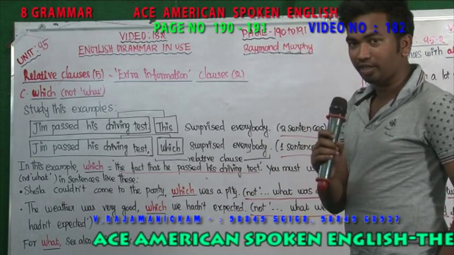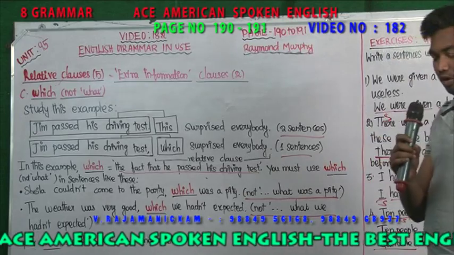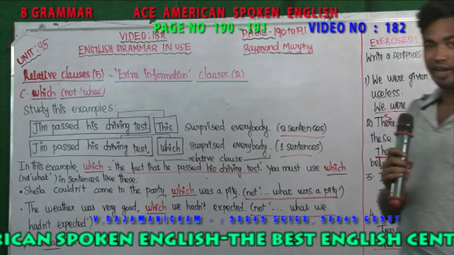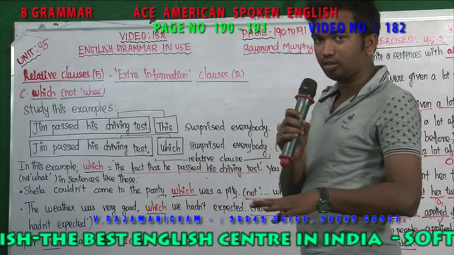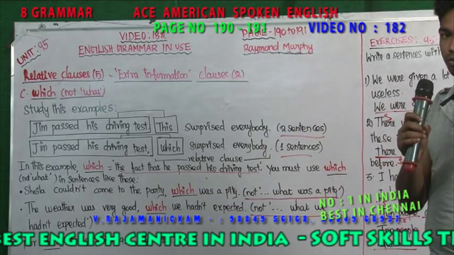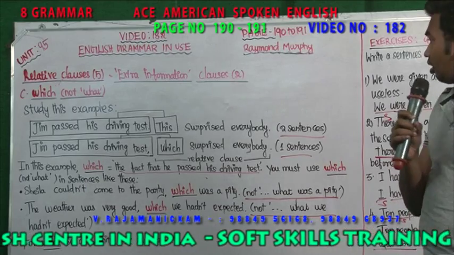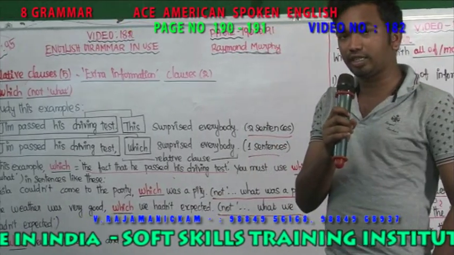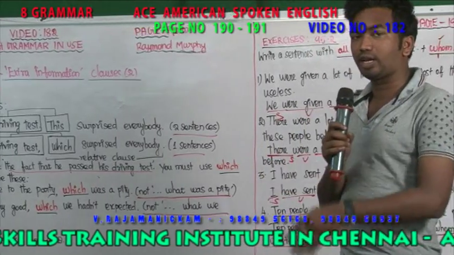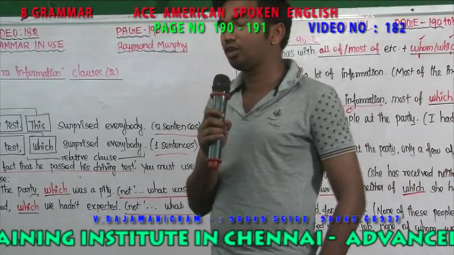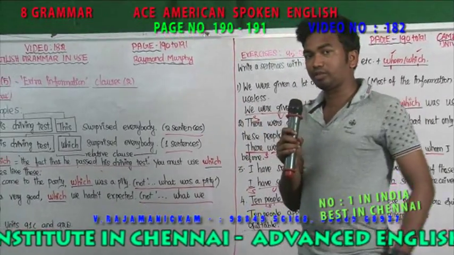Hi friends, I am Regan. I am an MBA qualified person. If you are finding two sentences, you will use a relative clause, "which" and "whom," and you will get one sentence. Jim passed his driving test. This surprised everybody. If you use a relative clause: Jim passed his driving test, which surprised everybody. Thanks.